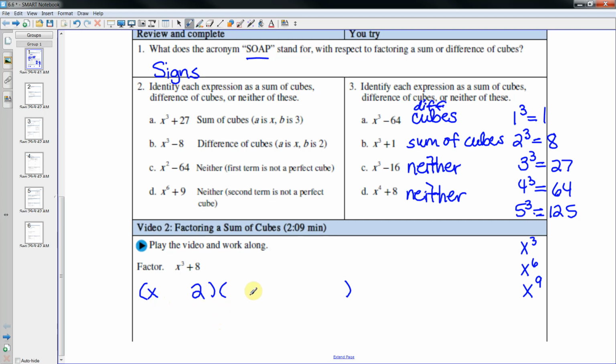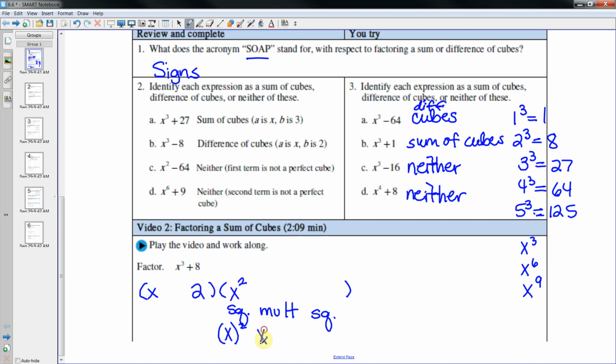Okay, and I got those from my list over here. So then we're going to square, multiply, square to get the second parentheses. Now what that means is that I'm going to take the first term, x, and I'm going to square it. So that gives me x squared.